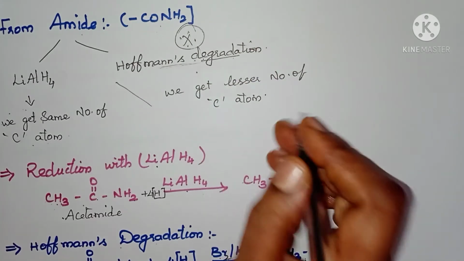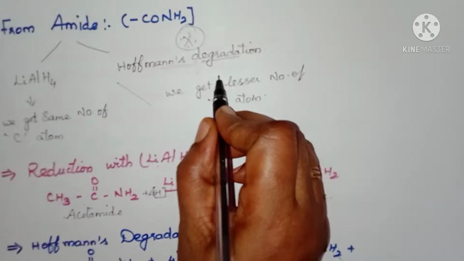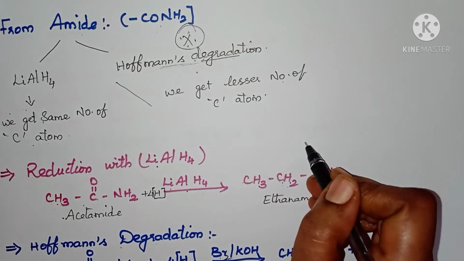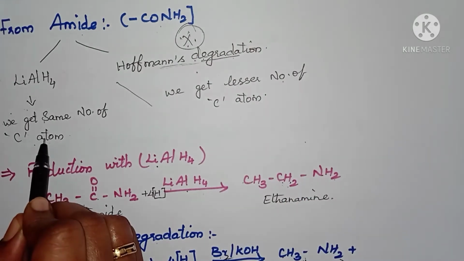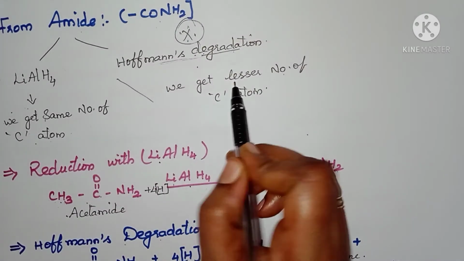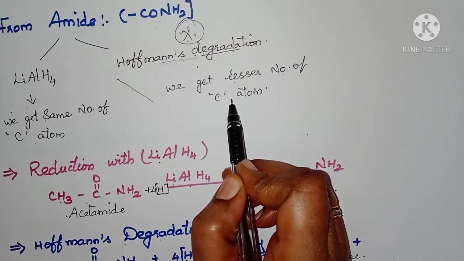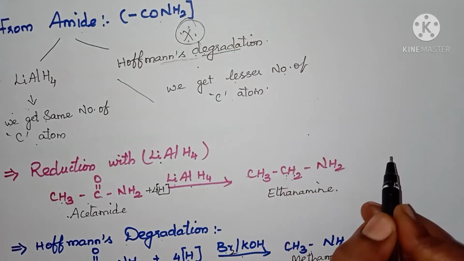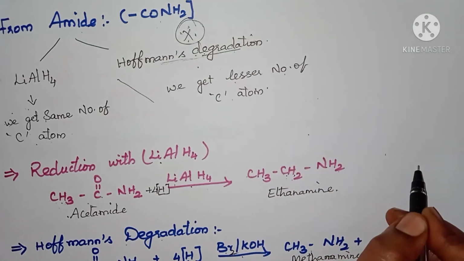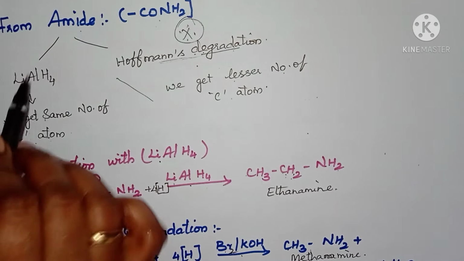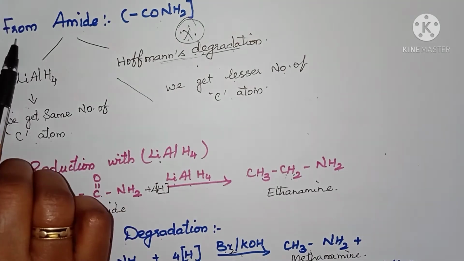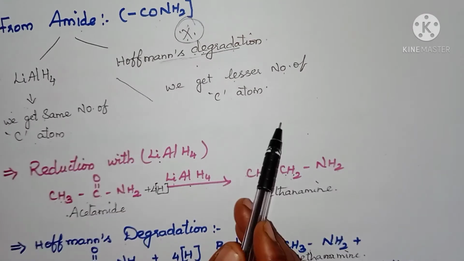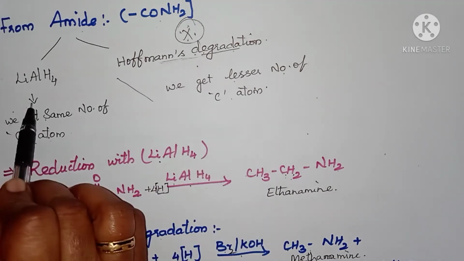That means reducing. Degradation means the number of carbons will be reduced. Here the same number of carbons will be available. Here a lesser number of carbons will be available. For example, if two carbons are there, then here only one carbon will come in that product. Remember that. So in that amide group converted into amines, two categories are there.